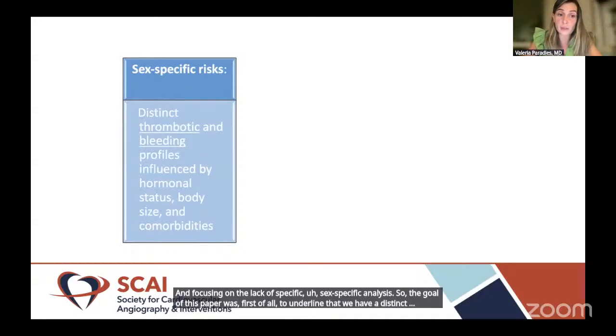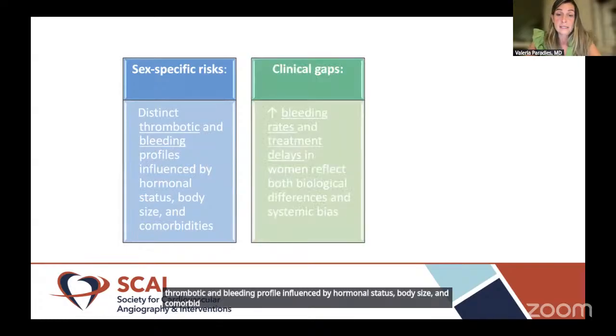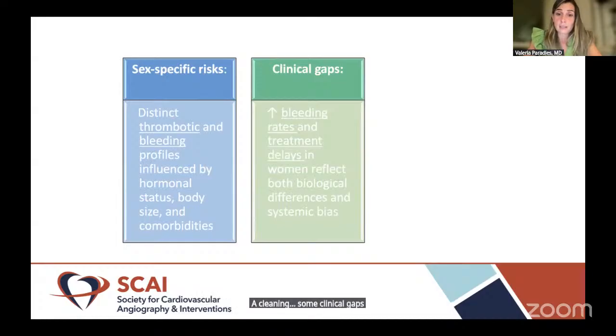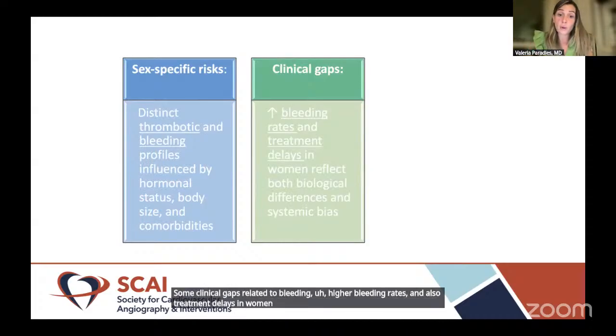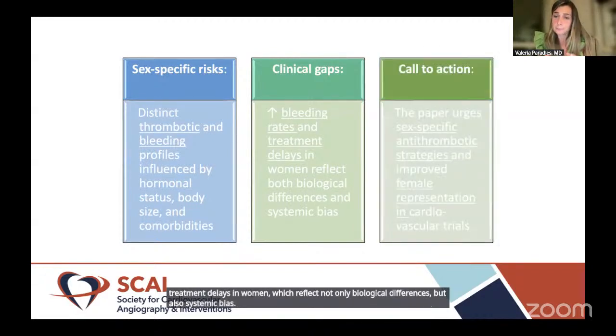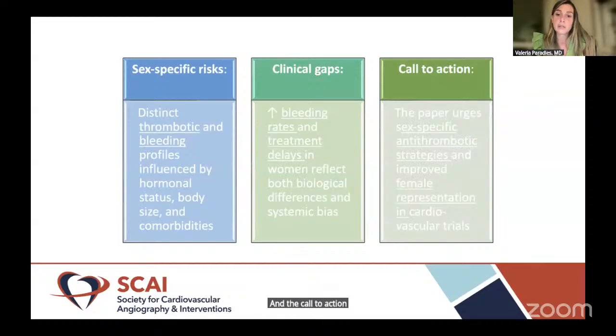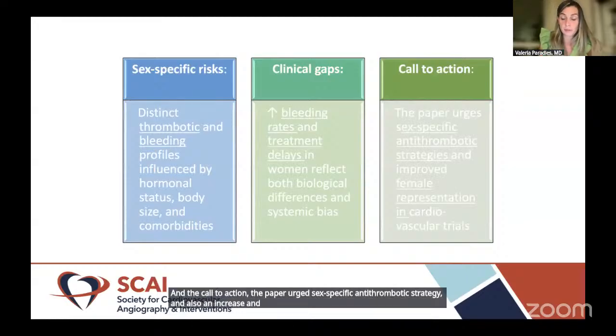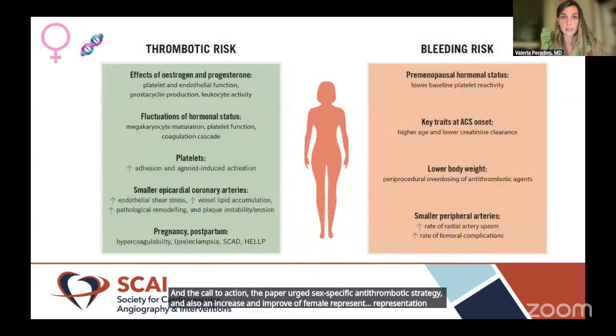So the goal of this paper was, first of all, to underline that we have a distinct thrombotic and bleeding profile influenced by hormonal status, body size, and comorbidities in women, that we have some clinical gaps related to higher bleeding rates and also treatment delays in women, which reflect not only biological differences, but also systemic bias. And a call to action. The paper urged sex-specific antithrombotic strategy and also an increase and improvement of female representation in cardiovascular trials.